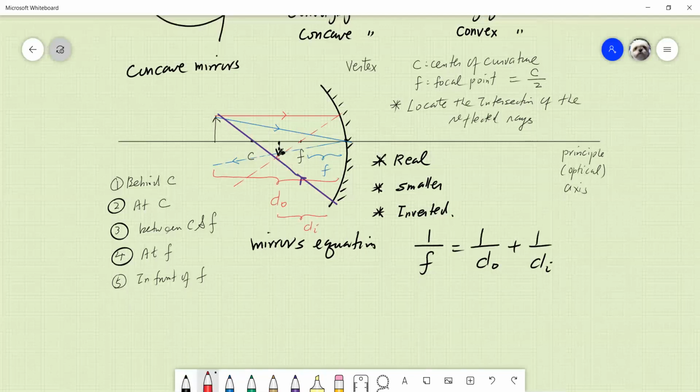Now I'm going to put in some numbers here, approximately, so I can see whether I get the same result. If I look at that carefully, let's say my f is 10 centimeters.